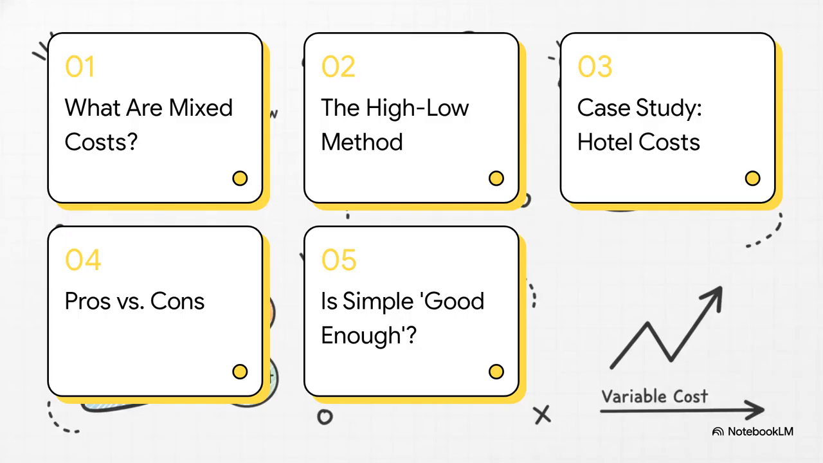So what's our game plan? First, we'll talk about the problem we're trying to solve, these things called mixed costs. Then I'll walk you through the high-low method itself step by step. After that, we'll put it into practice with a hotel case study, weigh the pros and cons, and wrap up by asking a really important question. When is good enough actually the perfect solution?